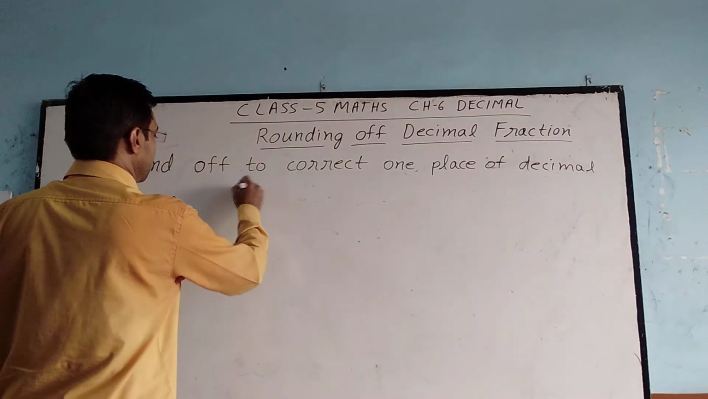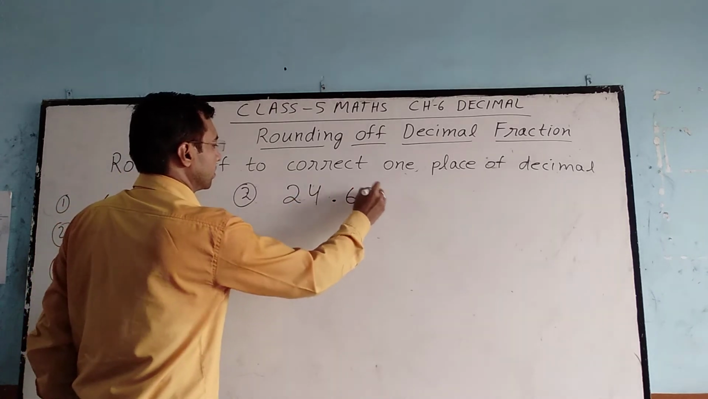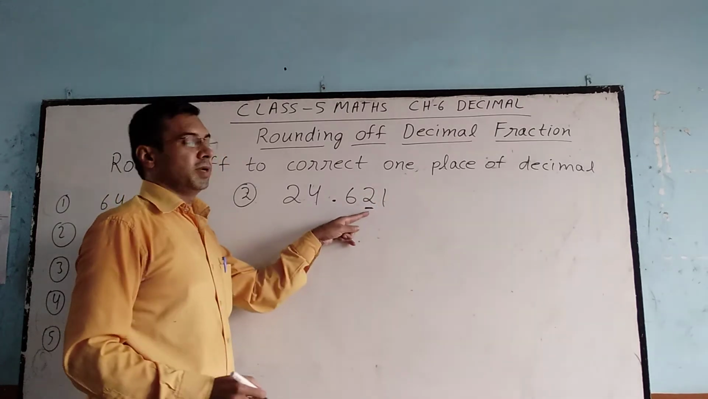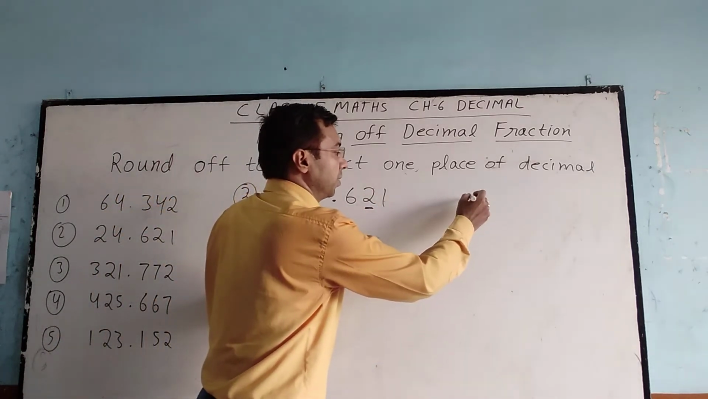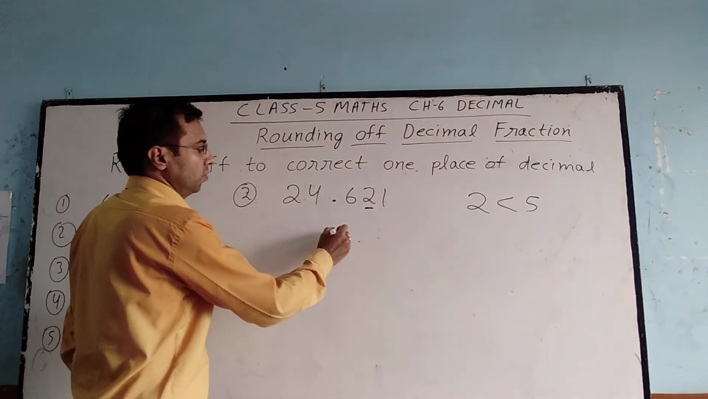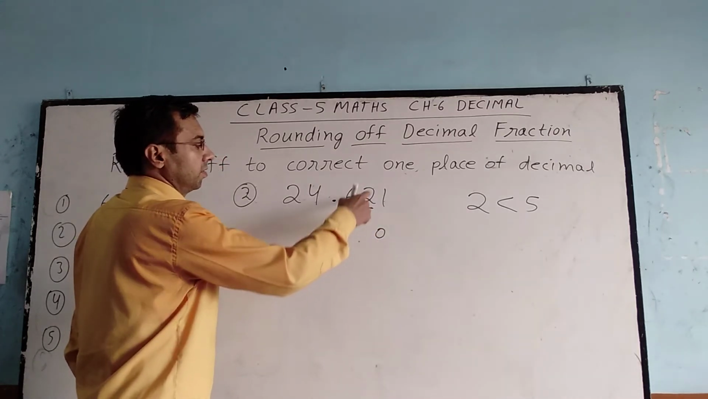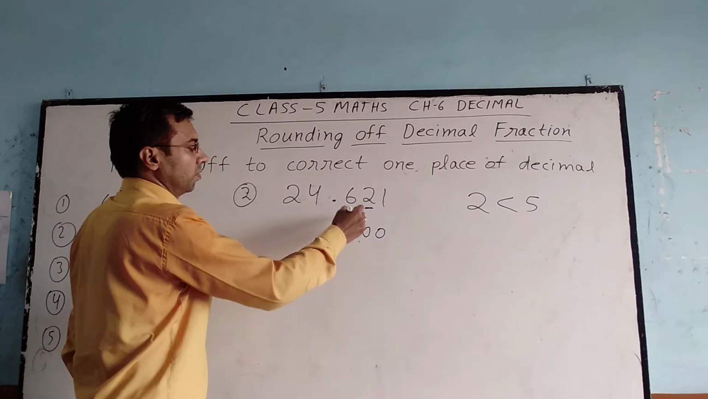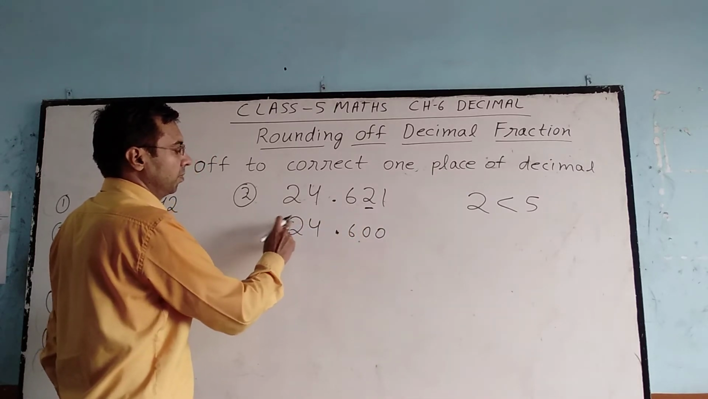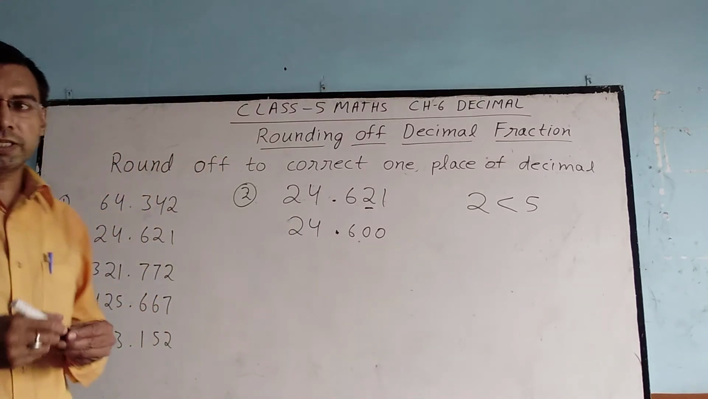Second question, 24.621. See student, the hundredth place digit is 2. 2 is less than 5. So what do we do? We change this thousandth place digit to 0 and the hundredth place digit to 0. There is no change in the tenth place digit. We write this whole number as it is. So in this way we round off to correct one place of decimal.